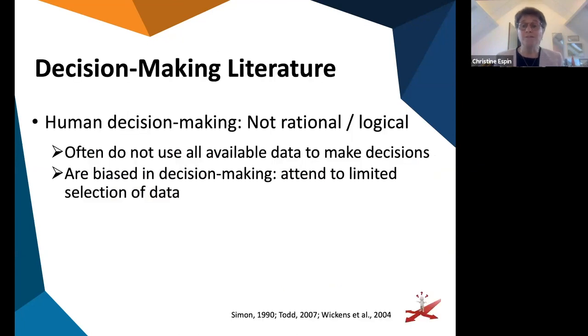This problem is often used in the decision-making literature, as well as others like this, to illustrate the fact that humans are not necessarily rational or logical in their decision-making. In other words, we often do not use all available data to make our decisions. And we're biased in our decision-making. We only attend to a limited selection of data.